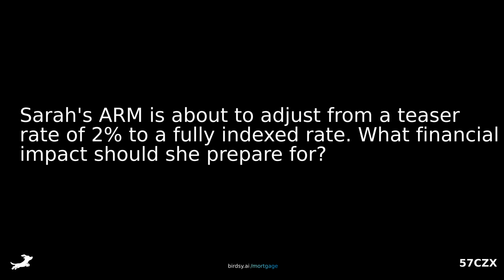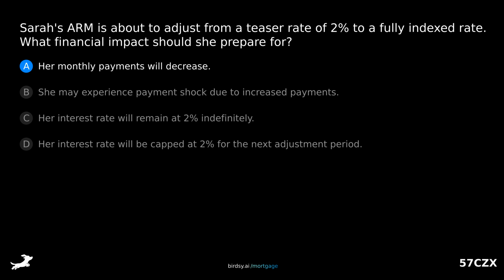Sarah's ARM is about to adjust from a teaser rate of 2% to a fully indexed rate. What financial impact should she prepare for? Is it A, her monthly payments will decrease? B, she may experience payment shock due to increased payments? C, her interest rate will remain at 2% indefinitely? Or D, her interest rate will be capped at 2% for the next adjustment period?